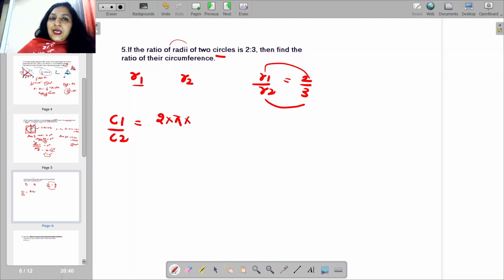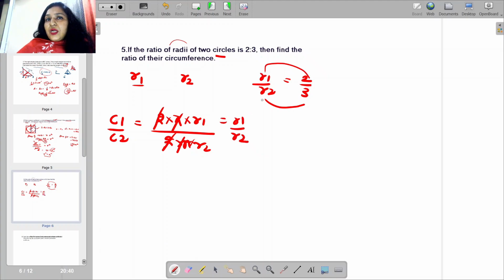दोनों का रेडियस अलग अलग है, so I am writing r1 by 2 pi r2. We can write like this. No matter what is the value of r1 and r2, 2 and pi are constants. 2 and 2 cancel, pi and pi cancel. So what are you left with? R1 upon R2. So what is your answer?